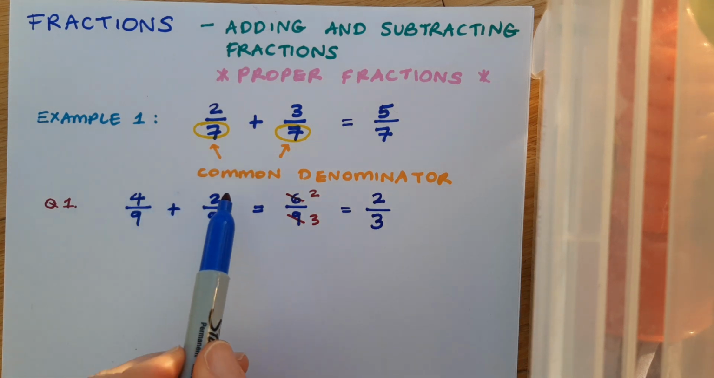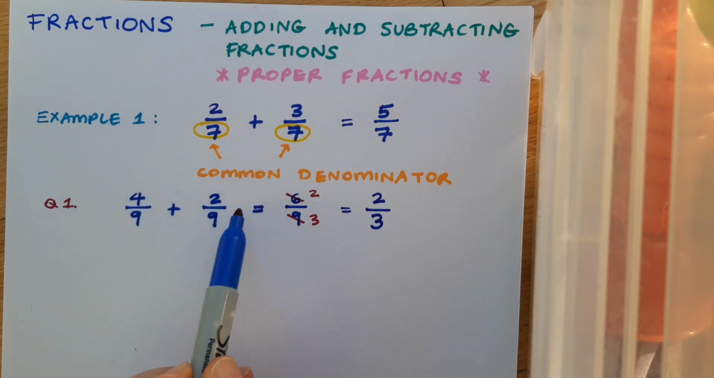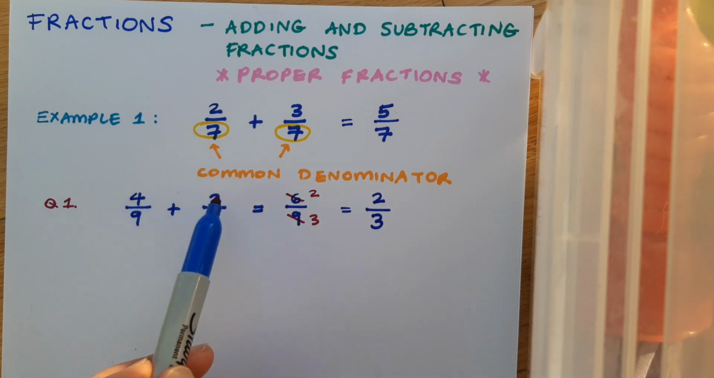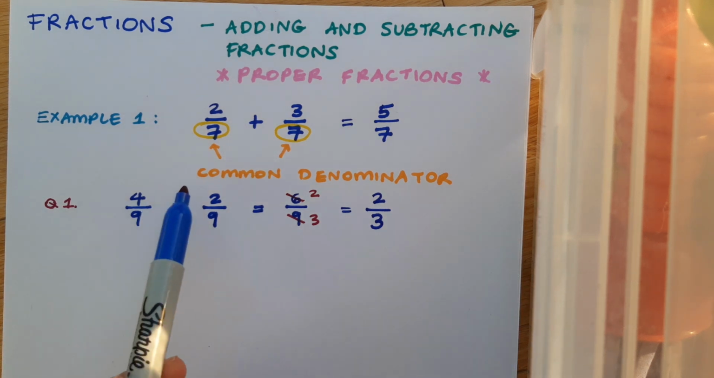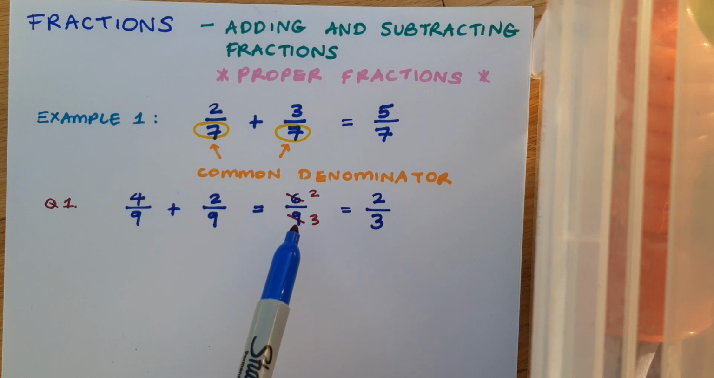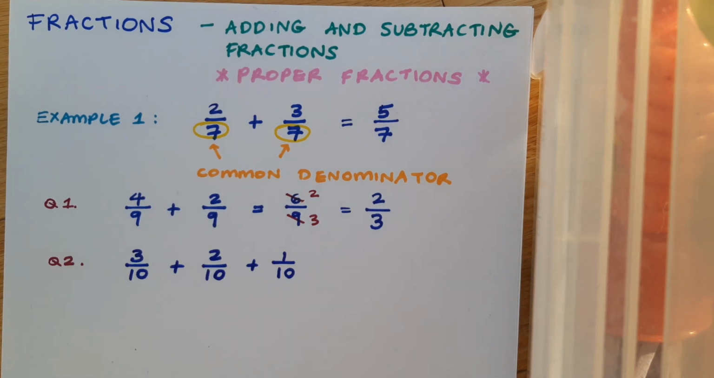Notice that I wasn't able to do any cancelling back at this stage of the question, not only because the numbers in the numerator and denominator didn't have any common factors, but also because if I'm adding or subtracting fractions, I can't cancel at this stage. I must do my addition first of all, and then see if I can cancel. Here's a second question for you.